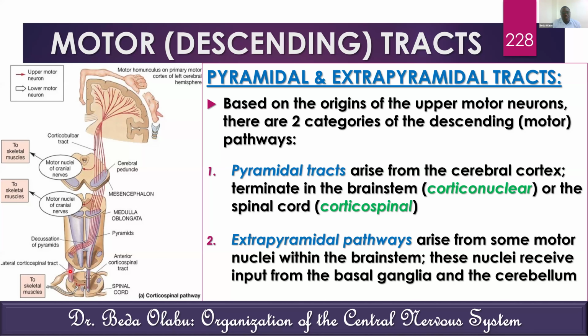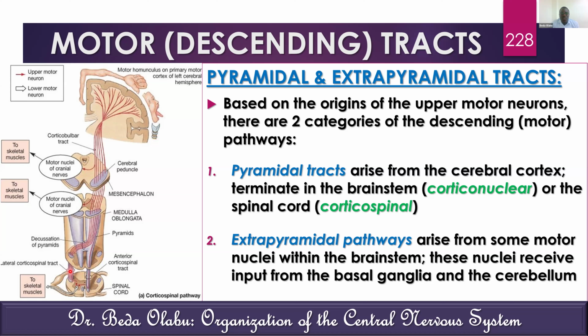That is a bit different from what we call the extrapyramidal pathway. The extrapyramidal pathway refers to descending tracts, which means there are still upper motor neurons that do not arise from the cerebral cortex. And the big question, therefore, is if they do not arise from the cerebral cortex, where do they come from? Simple answer, they actually arise from various nuclei within the brainstem. So they come from multiple nuclei within the brainstem.